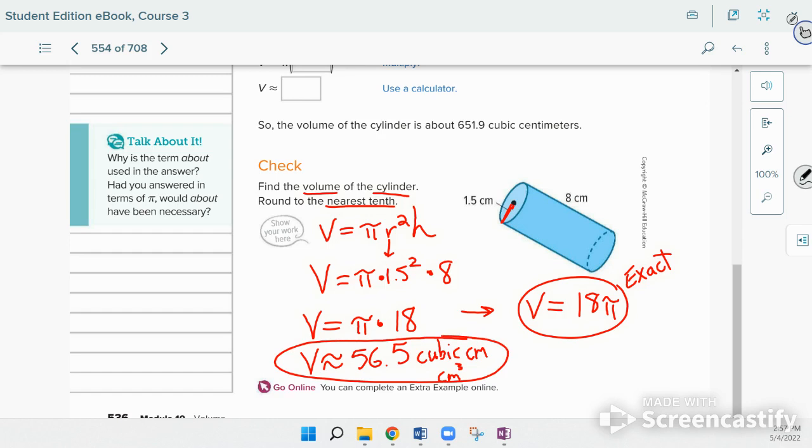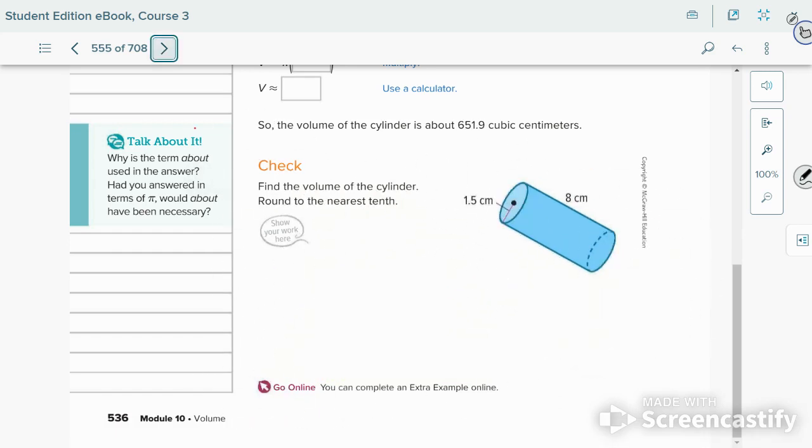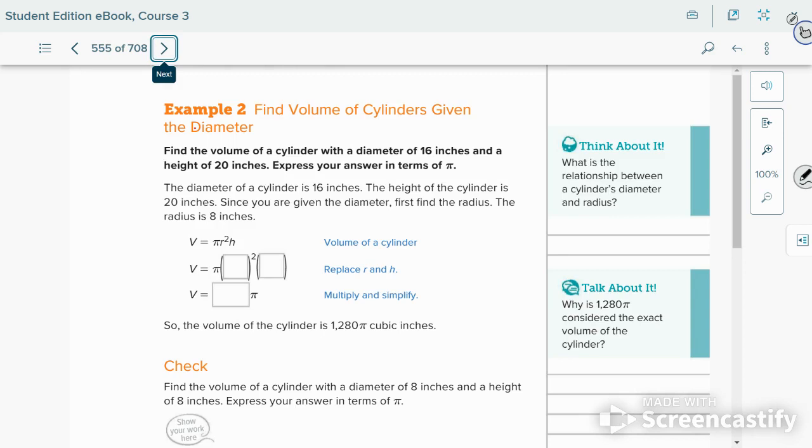All right, so hopefully you're catching on quickly. Let's go to the next page. All right, so example 2. Not too bad here. Find the volume given the diameter. Let's remind ourselves, the center of a circle to the edge is called the radius, and the diameter goes from the edge through the center to the other edge. That means if they give you the diameter, we just have to divide it by 2 before we plug it in for radius.